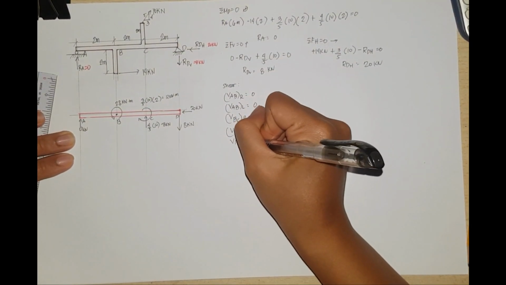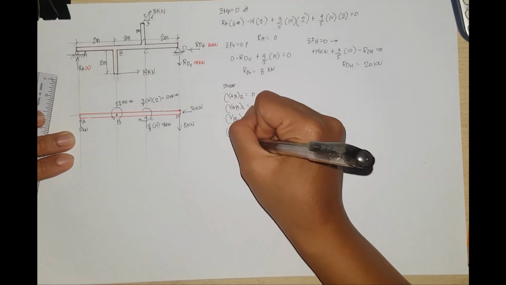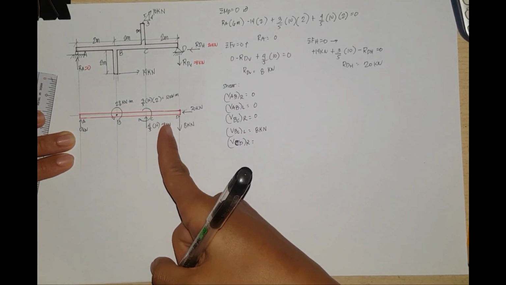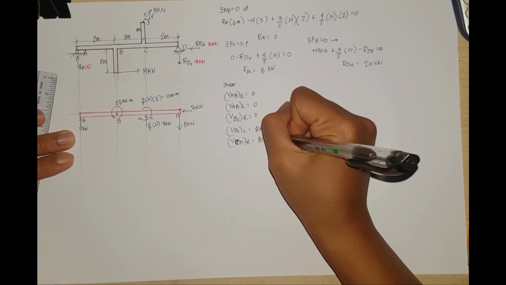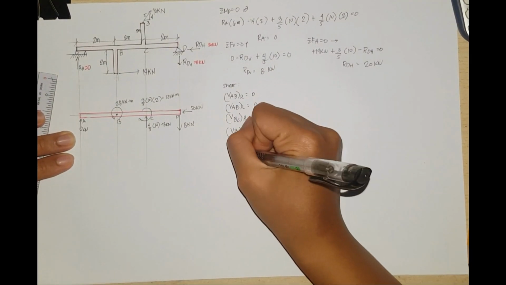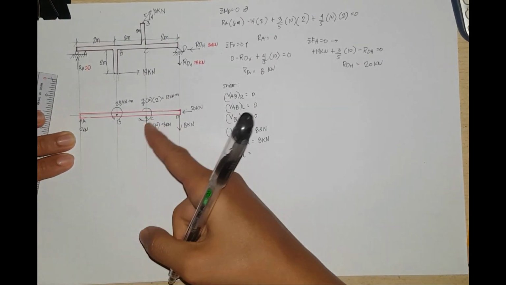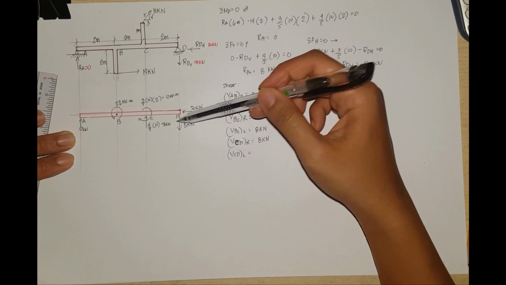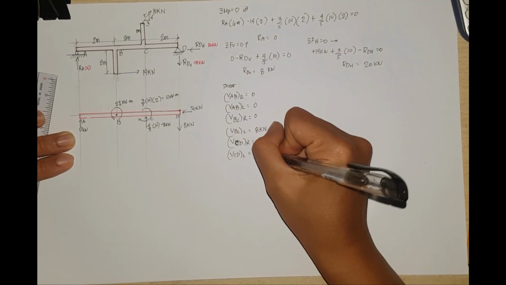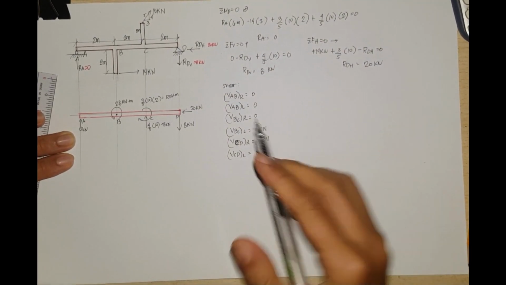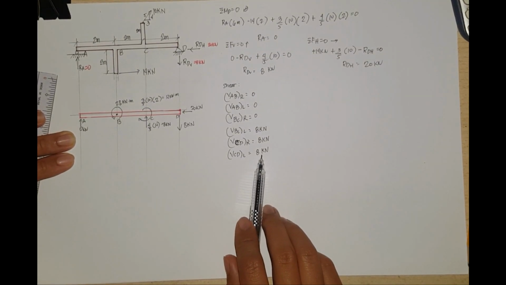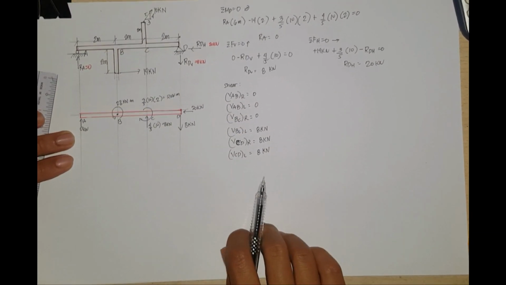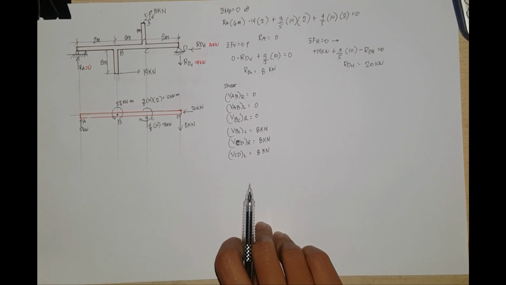And then VCD. We have VCD at the right. Do we have an area here in the load diagram? None. So the 8 kilonewton is retained. And then at VCD left, do we have an area? Still none. So it is equal to 8 kilonewton. Notice that this is 8 kilonewton and we have a reaction of negative 8 kilonewton. Therefore, our shear diagram closes. So let's plot it now.